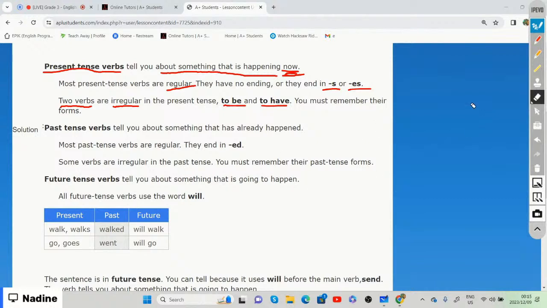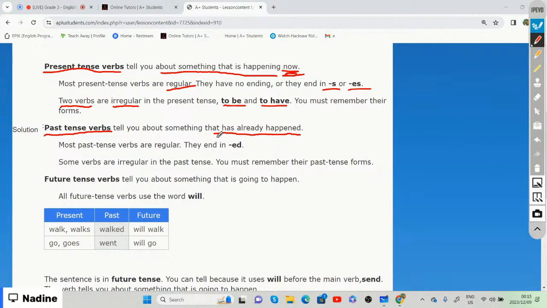And then we have the past tense. And the past tense verbs tell you about something that has already happened, meaning it's in the past, right? Let's say it's now past 5, but if it happened at 4 p.m., or 3 p.m., or this morning, that happened already. It's in the past, right?